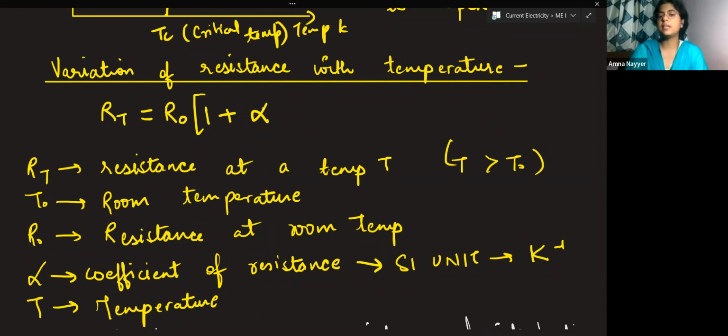So their linear expansion you must have studied. There was a constant known as coefficient of linear expansion. Similarly, gamma represented coefficient of volume expansion. Beta represented coefficient of superficial expansion. So these expansions are present.